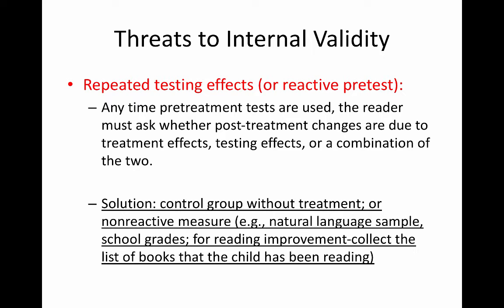So anytime a pre-treatment is used, the reader must ask whether the post-treatment changes are due to the treatment effects, testing effects, or a combination of the two. One solution to this is to have a control group without treatment or a non-reactive measure. For example, a language sample. For school grades, reading improvements, collect a list of books that the child has been reading. So something to avoid that pre-test.